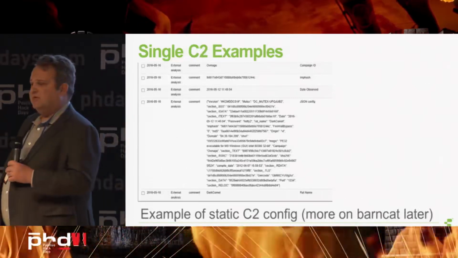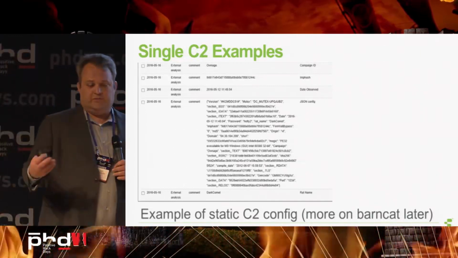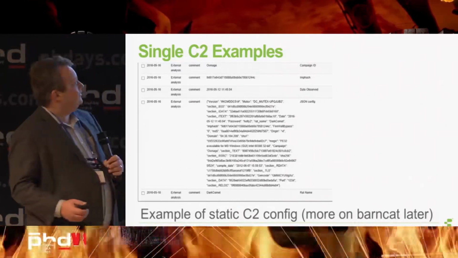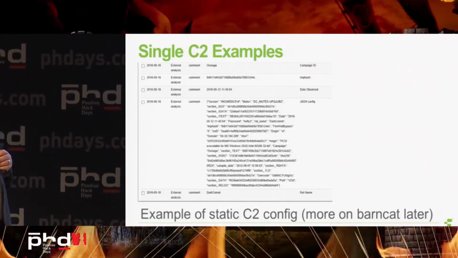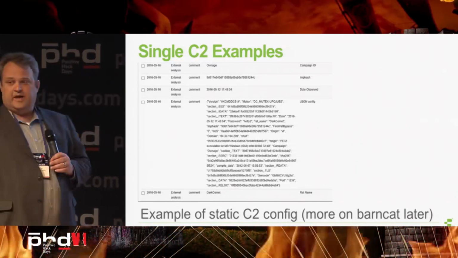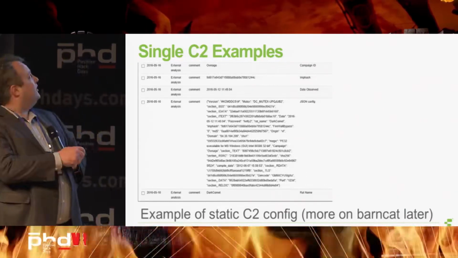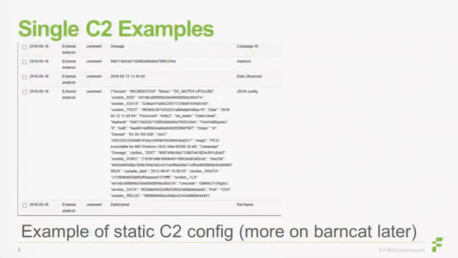So here is an example of C2 configuration, from a system I'll talk about a little more as we go on, Barncat. I'm not sure this is easily viewed by everybody in the audience, but basically this little JSON blob is a configuration for Dark Comet, and there's only one C2 in this, this IP address. So if that IP is taken down, this malware campaign is over.